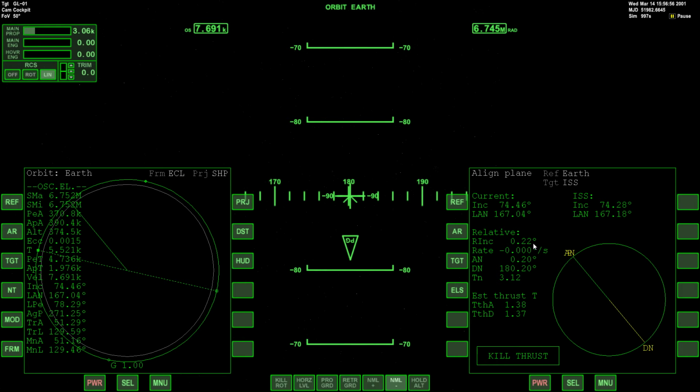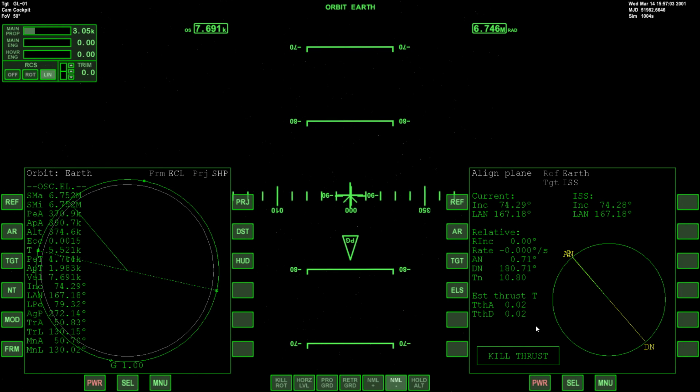Watch relative inclination. It will drop to 0, and you can see I talked about the rate of change. It will be shown as a negative number as I'm doing the burn, lowering relative inclination. So here we go, and burning.